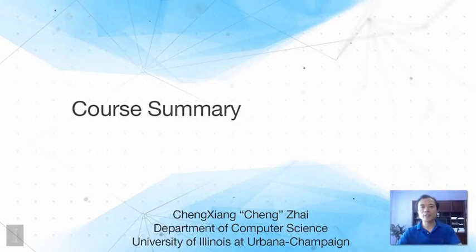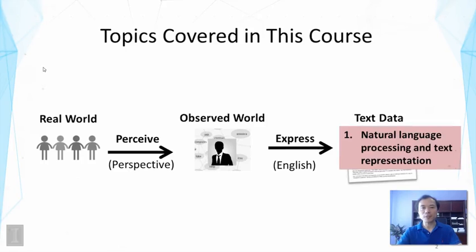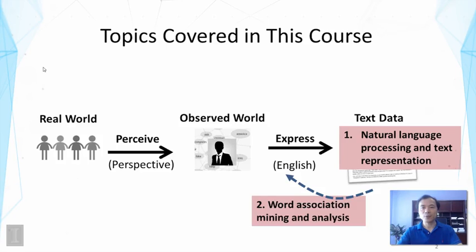This lecture is a summary of this whole course. First, let's revisit the topics that we covered in this course. In the beginning, we talked about natural language processing and how it can enrich text representation. We then talked about how to mine knowledge about the natural language used to express what's observed in the world in text data. And in particular, we talked about how to mine word associations.